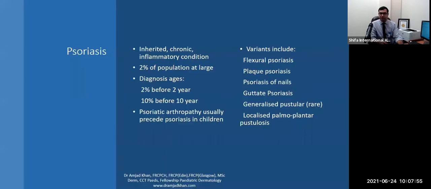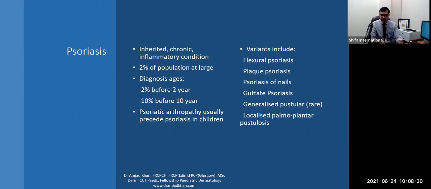If you see it in the ER or in your clinic as a frontline doctor, psoriasis is predominantly inherited. It's a chronic inflammatory condition. Roughly 2% of the population has it. So, let's say we take Islamabad, where we are based, we have an approximate population of 7 to 8 million. In that you can see we have at least 1 to 1.5 million people with psoriasis.